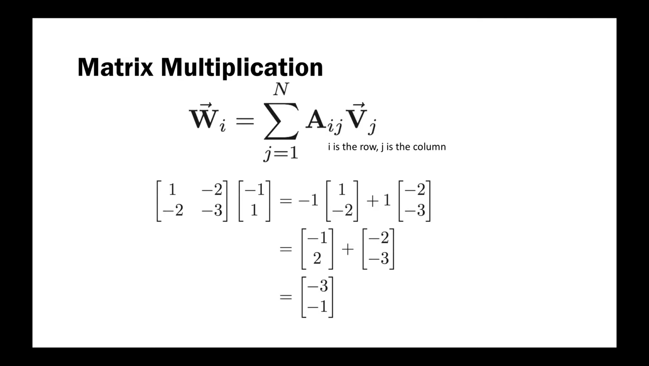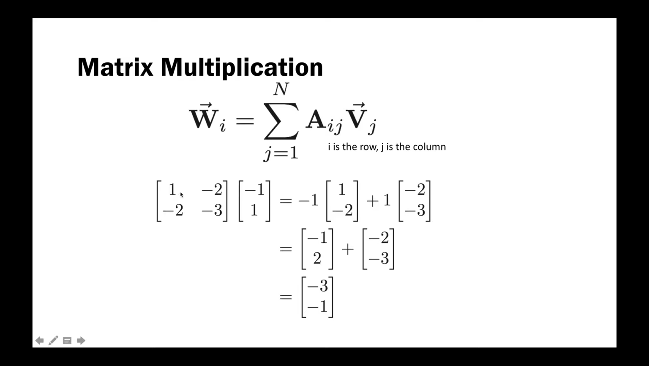How is matrix multiplication defined? Well, if we have a matrix A and we want to multiply it by a vector, which remember is just an n by 1 matrix, then we can define it with this formula. What this formula represents is that to get the ith component of my resultant vector W, I take the ith row of A, and I take the dot product of that ith row with the jth column of V. So V only has 1 column here.